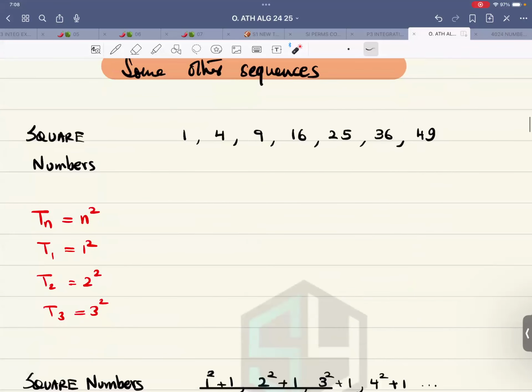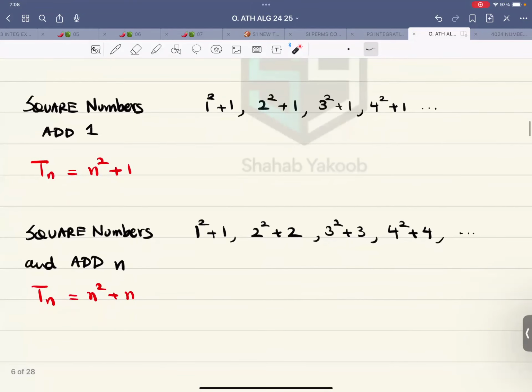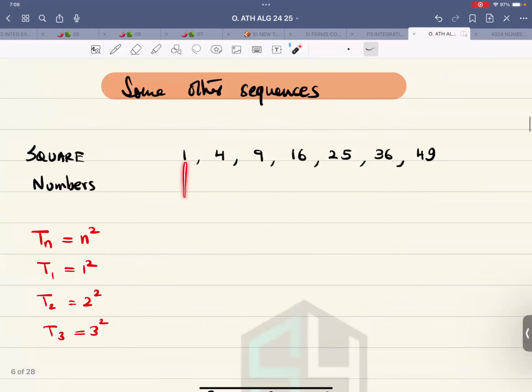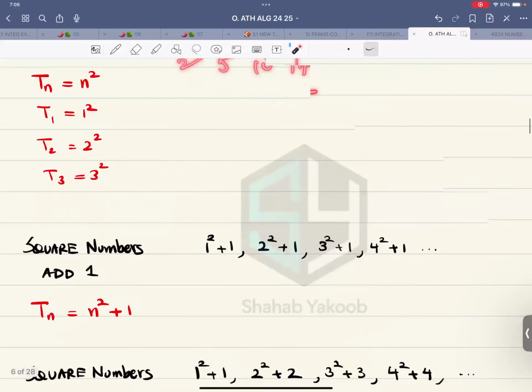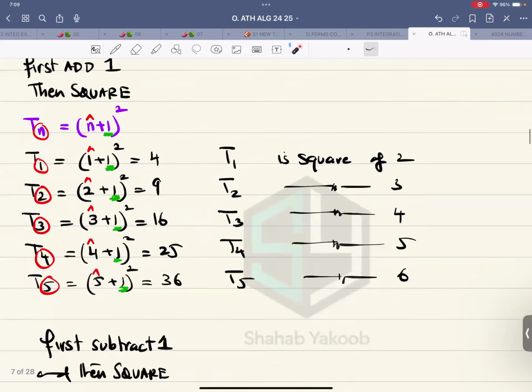Then some other sequences, a sequence of square numbers. This is 1 square, 2 square, 3 square, 4 square. So basically this is n square. To these square numbers, if I add 1, so 1 becomes 2, 4 becomes 5, 9 becomes 10, 16 becomes 17. So now the sequence is n square plus 1. Square numbers and add n, the number itself, the position of the term itself. T1, this is 1 square plus 1. T2, 2 square plus 2. T3, 3 square plus 3, and so on.